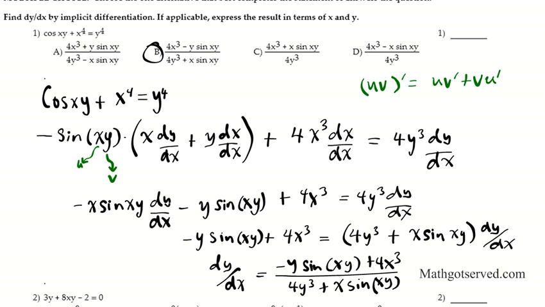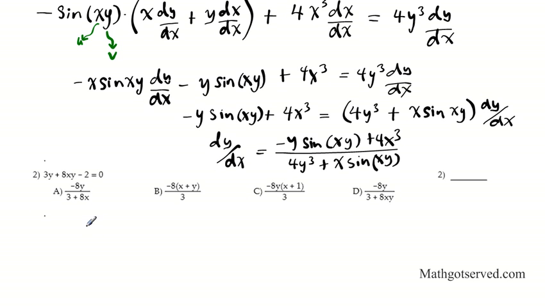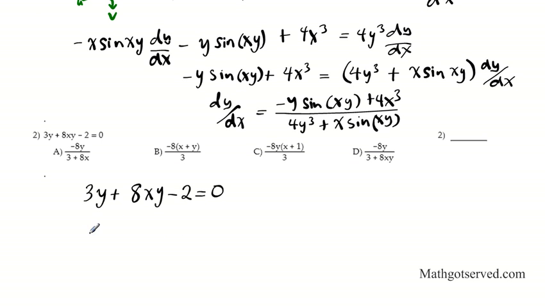Alright, let's go ahead and take a look at question number 2. We're supposed to differentiate this implicitly, so we have 3y plus 8xy minus 2 equals 0. So you see you have to use the product rule here again. So if I differentiate this one, I'll have 3 dy/dx. And then for this one, I'll factor out the 8. And I'm going to use the uv prime plus vu prime again. Okay, so this is u and this is v.